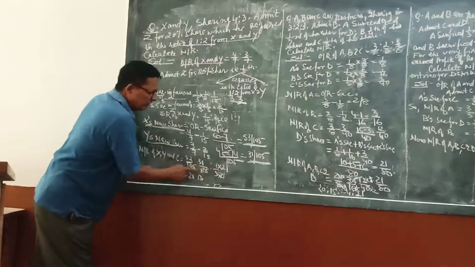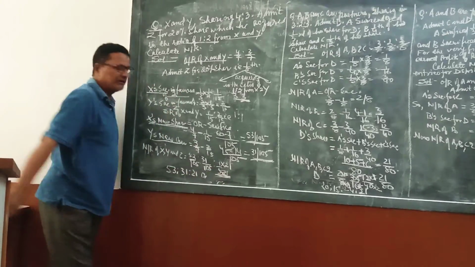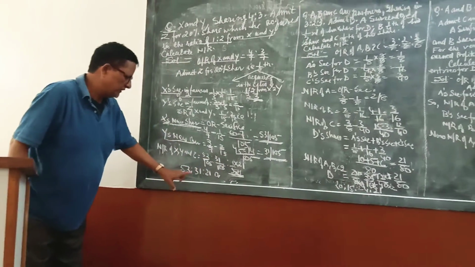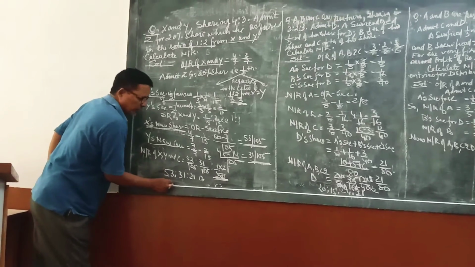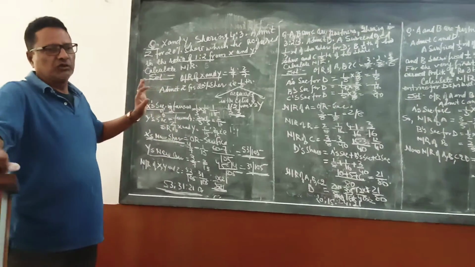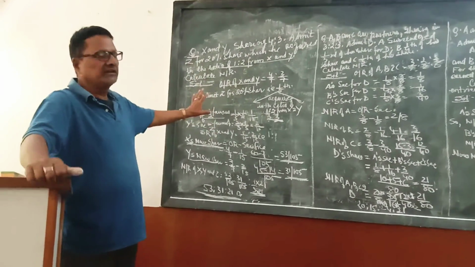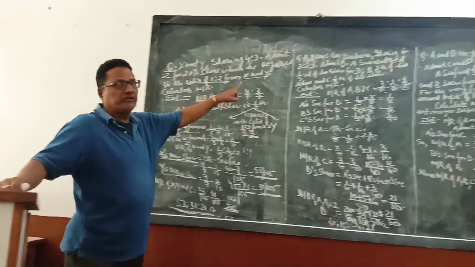And for making the denominator same, it will be multiplied by 21. So the new ratio of X, Y, and Z will be 53:31:21. So this is the way through which we will calculate sacrifice and new ratio in this question. Now go to the second question.